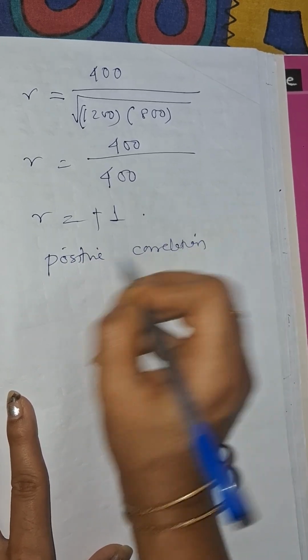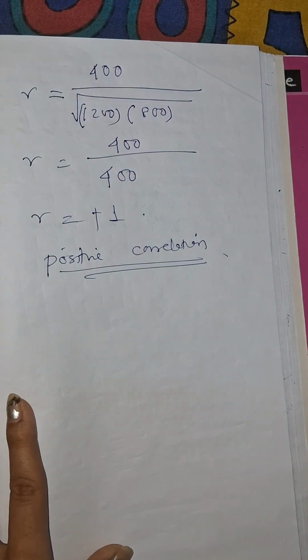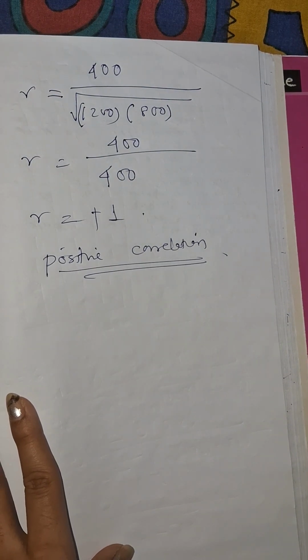correlation between the variables. So in this way, we complete all the solutions of chapter 6 correlation.